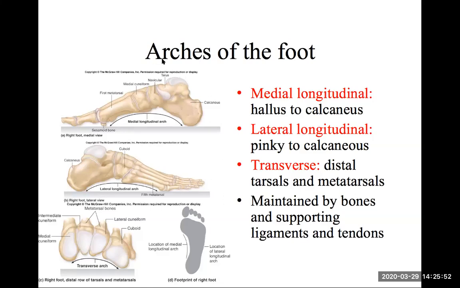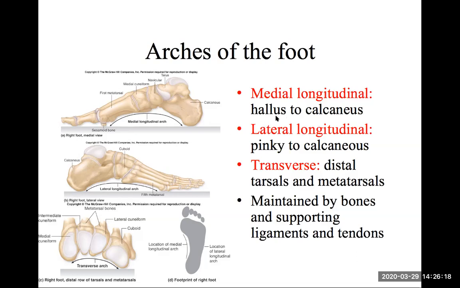Last thing I want to talk about here are the arches of the foot. So you've probably heard of people having high arches or fallen arches. That's what we're talking about. And the major arch is this first one, the medial longitudinal. So we're looking here at a medial view of the right foot. So this is the inner arch of the foot, and the one that most of us are talking about when we refer to an arch of a foot.